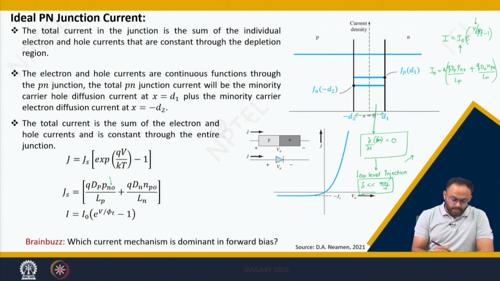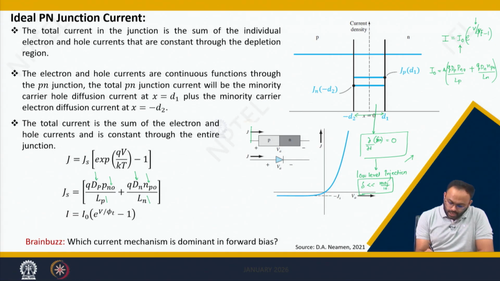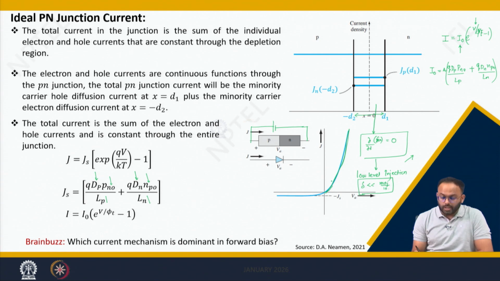Here Pn0 is the hole concentration at the n side under equilibrium. This is the diffusion constant of the hole. This is the diffusion constant of the electrons. This is the electron concentration at the p side under equilibrium, and these are the diffusion lengths of hole and electron. By considering all this, we can conclude that when the p-n junction is in forward bias, there will be a current, and that current follows an exponential law. This equation holds good even for reverse bias. We will see that in the next lecture.